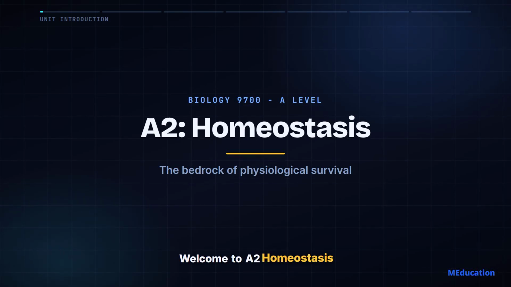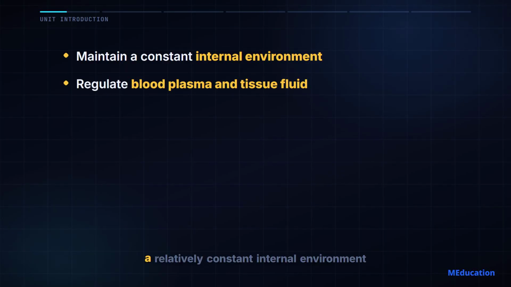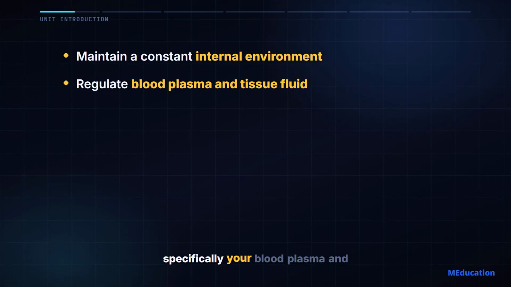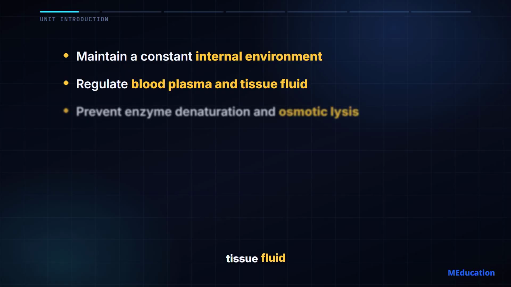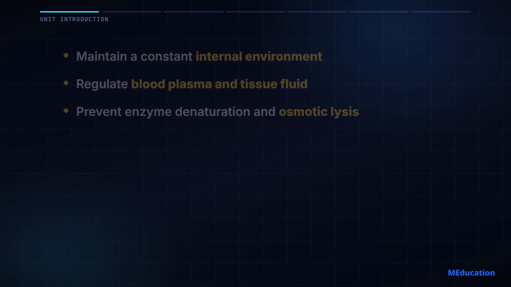Welcome to A2 Homeostasis. At AS level, your focus was on isolated cellular processes. Now we shift to complex whole organism coordination. Homeostasis is the maintenance of a relatively constant internal environment, specifically your blood plasma and tissue fluid, despite wild fluctuations outside. Without this dynamic equilibrium, your enzymes would denature and your cells would undergo osmotic lysis.